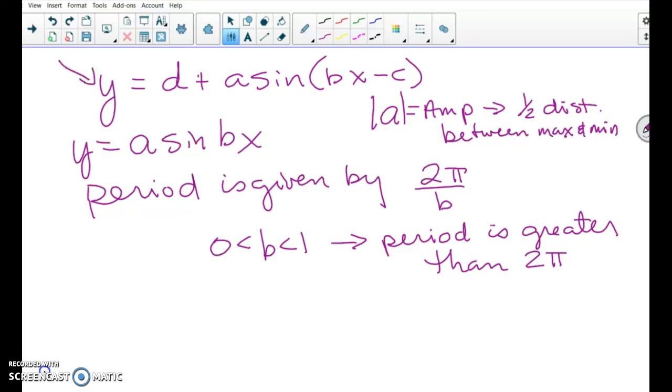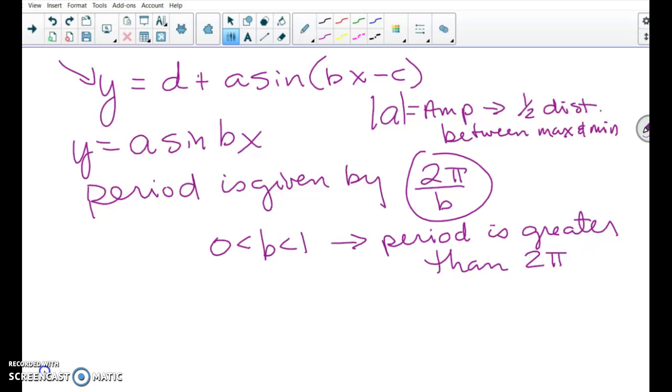So we're going to be discussing the transformations, looking at this equation at the top here. It says y is equal to d plus a, which we discovered in the previous slide, a sine of bx minus c. A is our amplitude, and it is half the distance between the max and the min. We're going to take a look at b now. The period is given by this equation, 2 pi over b.